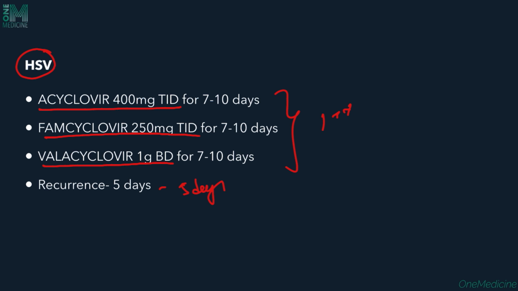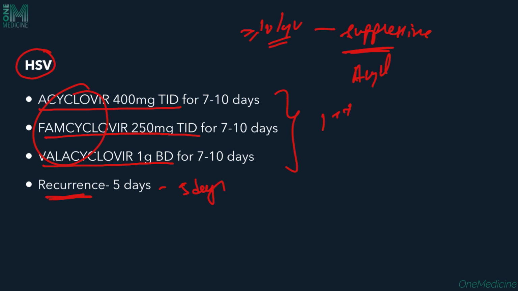And if the patient has more than 10 episodes per year, then you have to start suppressive therapy. So for herpes simplex virus, we have the active therapy, the recurrent therapy, and the suppressive therapy also. For suppressive therapy, for example, we'll give acyclovir 400 mg BD continuously for 6 months or 1 year to suppress the virus. That is if the patient has more than 6 to 10 episodes per year, then we go for suppressive therapy. Otherwise, for the acute infection, only 7 to 10 days is preferred.